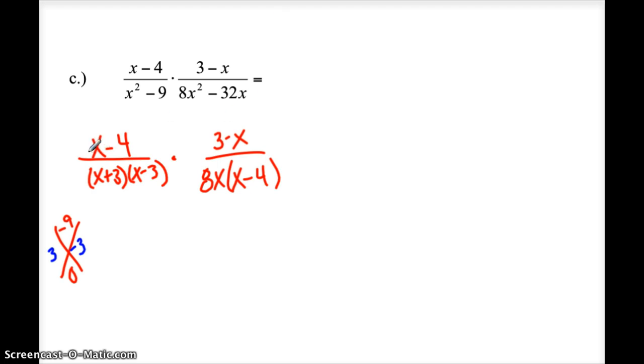I love rationals because I can cross stuff out. X minus 4, it's out of there. Oh, wait a second. Look at this. X minus 3, 3 minus x. Man, can I cross them out? Are they exactly the same? They're just flip-flops, so can I cross them out? Oh, let's talk about it.